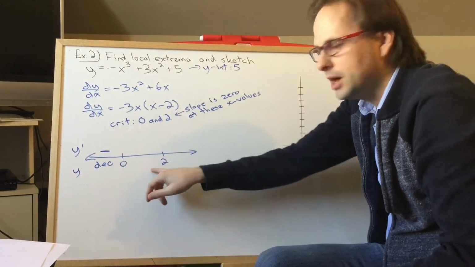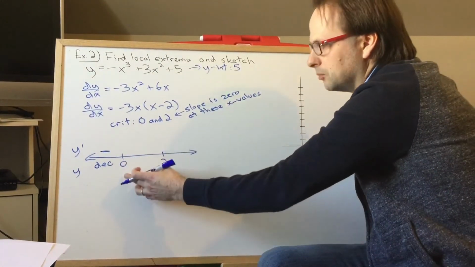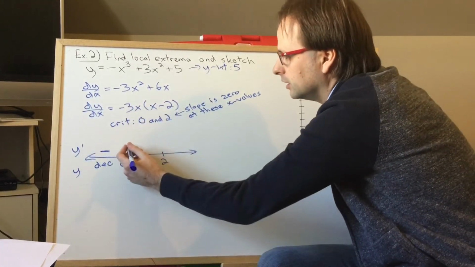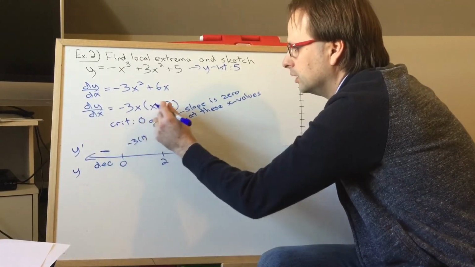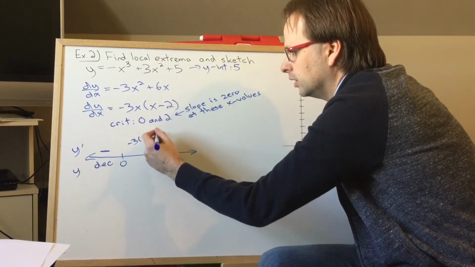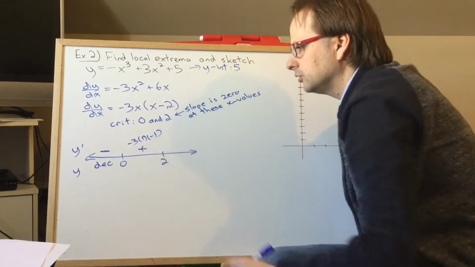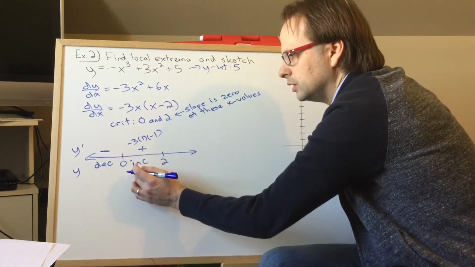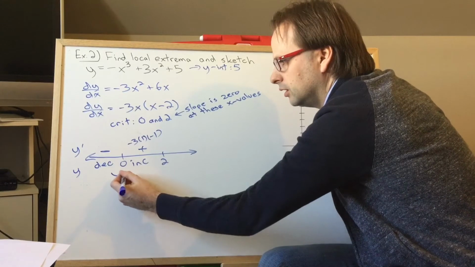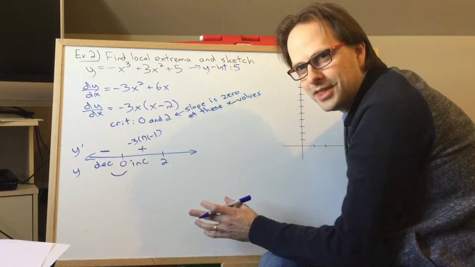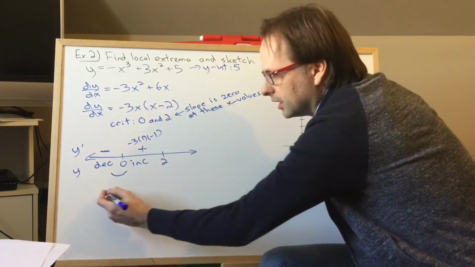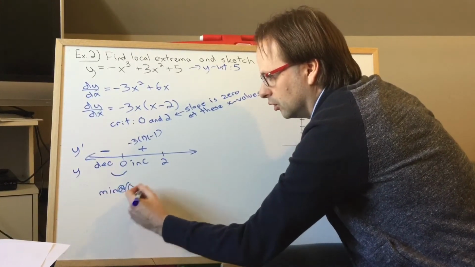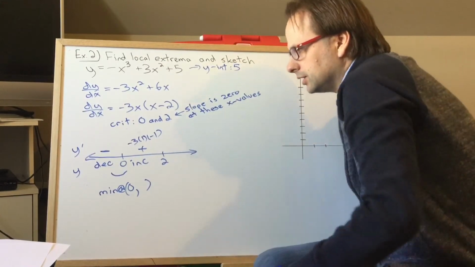And I'm going to find out what's happening on this interval. If I put in, say, the number 1, which is probably the easiest number between 0 and 2, to put in here, I'd get negative 3 times 1 minus 2, which is negative 1. Oh my gosh, I'd get a positive. So this function would go from decreasing to increasing. Let me draw that down here. Oh my gosh. That means that there is a minimum at 0, and 0 something. I'll find the y value in a second.